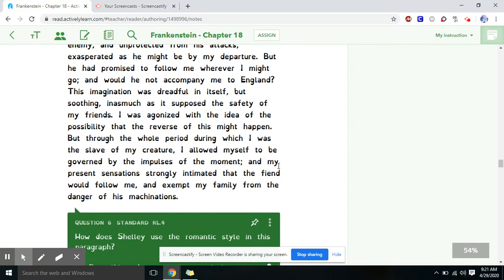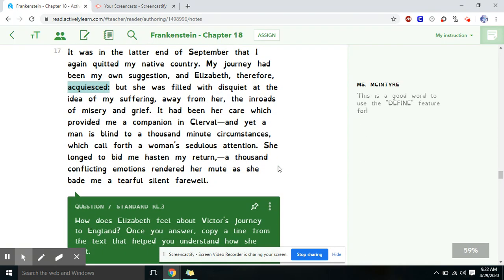But through the whole period during which I was the slave of my creature, I allowed myself to be governed by the impulses of the moment, and my present sensations strongly intimated that the fiend would follow me and exempt my family from the danger of his machinations. It was in the latter end of September that I again quitted my native country. My journey had been my own suggestion, and Elizabeth therefore acquiesced.